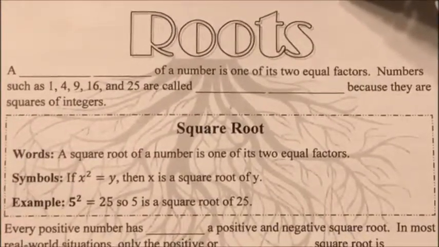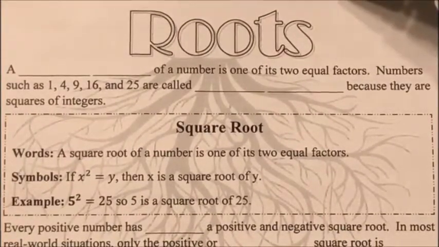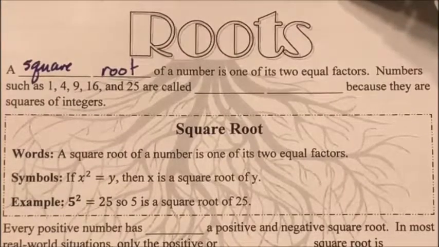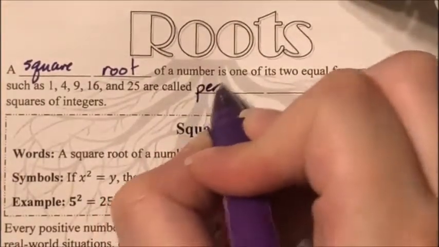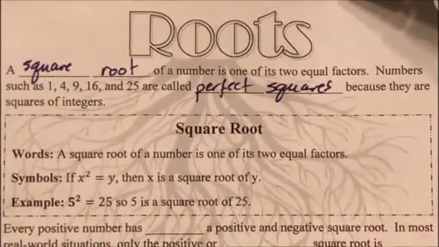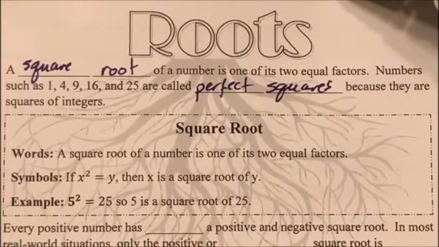Okay, so it says a blank blank of a number is one of its 2 equal factors. So in those 2 blanks, you're going to write square root. Okay. So a square root of a number is one of its 2 equal factors. Numbers such as 1, 4, 9, 16, and 25 are called blank blank. Those are perfect squares, okay? Because they're squares of integers, okay?